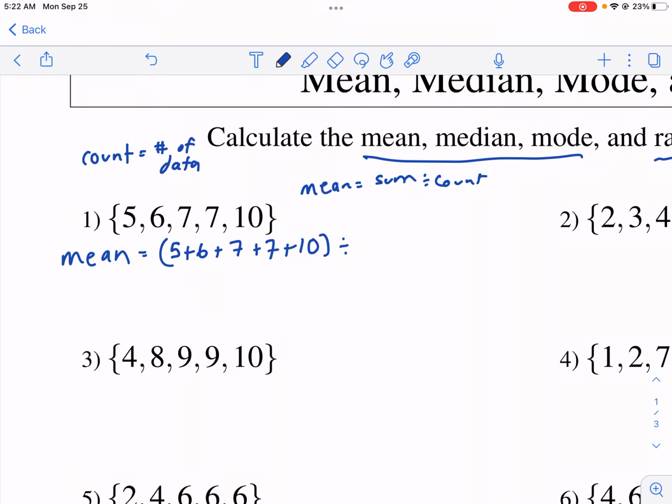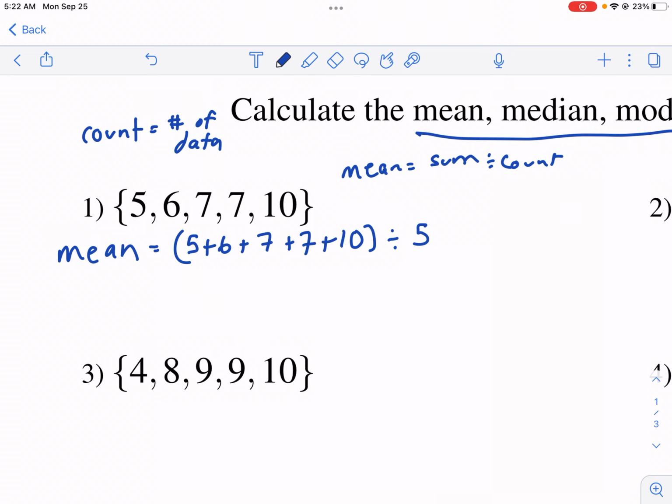For each one of these, there's only 5 numbers. So I'll get my pointer here. We have 1, 2, 3, 4, 5. And each one of these has 5 numbers, so we're always going to be dividing by 5. But don't think that for mean you always divide by 5. It just depends on the amount of data that you have. So let's go ahead and add these numbers. We have 17, 24, 30, 35. So I have 35 divided by 5 for my mean, and I'm going to get 7. So I already have my mean. My mean is 7. Now, moving on to median.